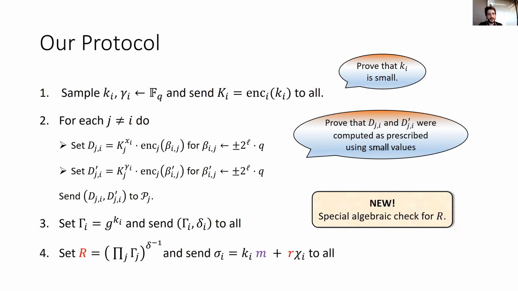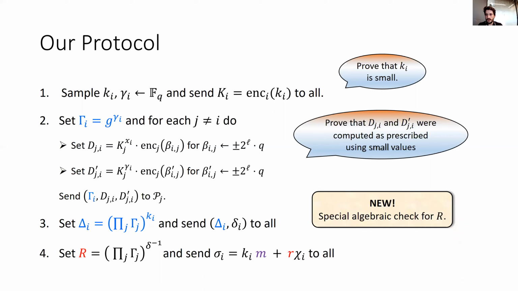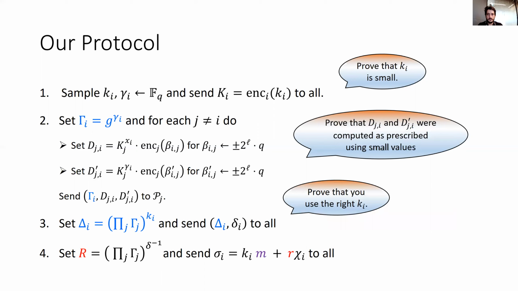innovation is that we devise a special algebraic test for R. For this, we need to move a few things around and publish some auxiliary data. Namely, the parties send G to the gamma I in round 2, and in round 3, they publish Ki in the exponent of the product of the capital gammas, what I've denoted by capital delta I. And of course, they need to show that they use the right Ki. So at this point, in round 4, to verify that the nonce is well formed, it is enough to check that G to the small delta is equal to the product of the capital deltas.